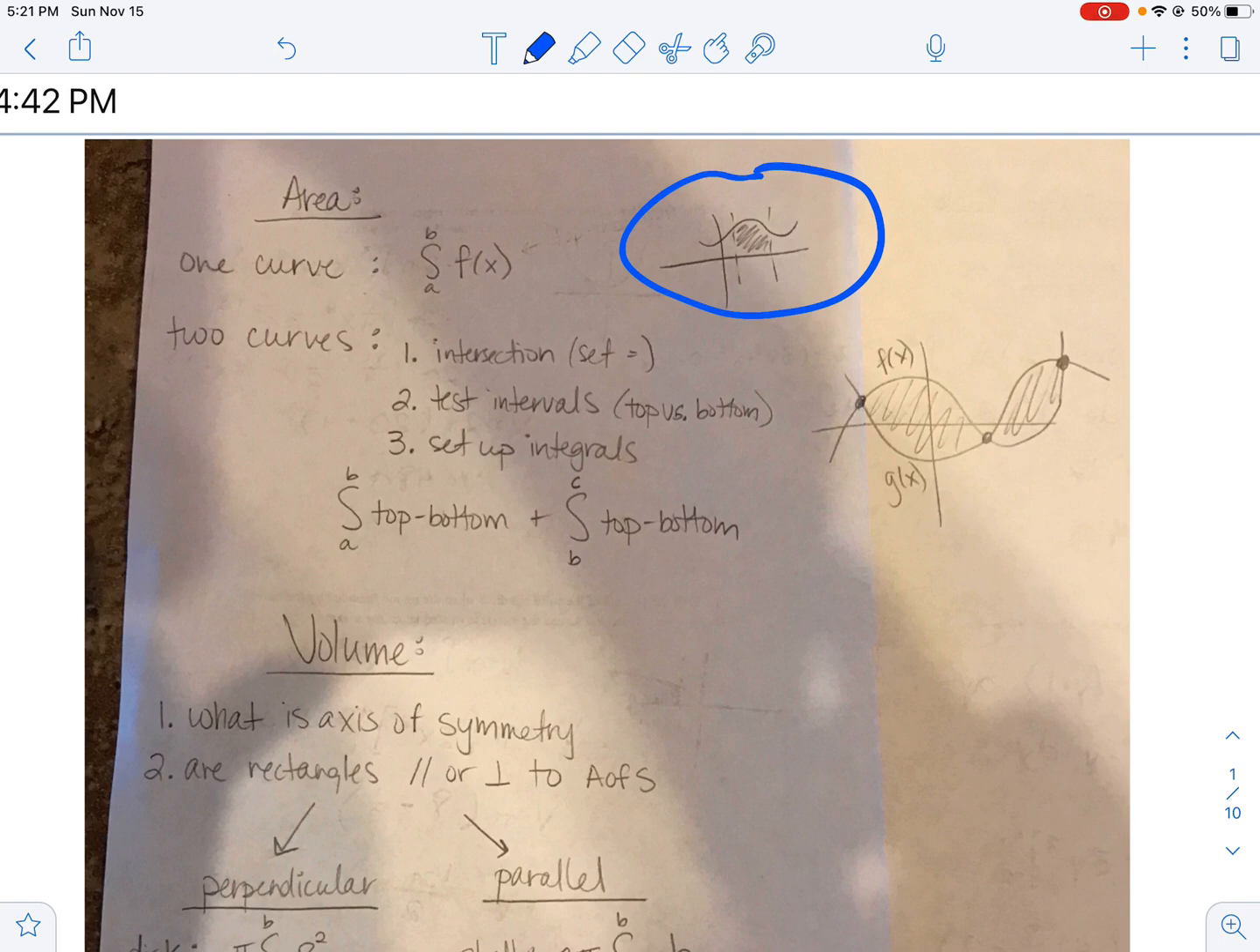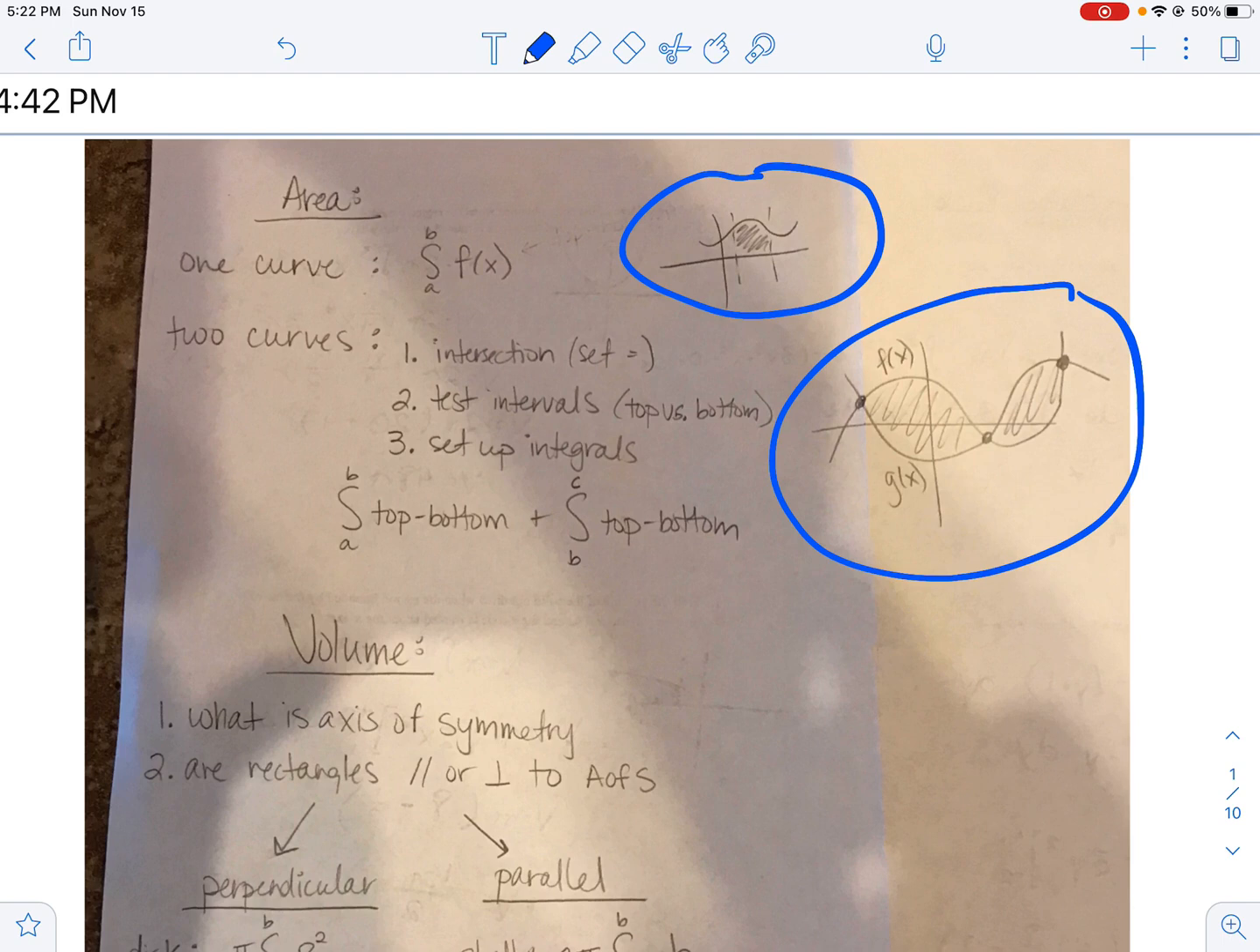If they ask you to find the area between two curves, though, you've got to do a few other things. The first thing you have to do is figure out where they intersect, because you can see on this picture, different functions can intersect at different places. So then the areas could change because the top function could change to the bottom function and so on. So you first have to find the intersection, which means you're going to take the two equations and set them equal to each other so you can find out where they intersect.